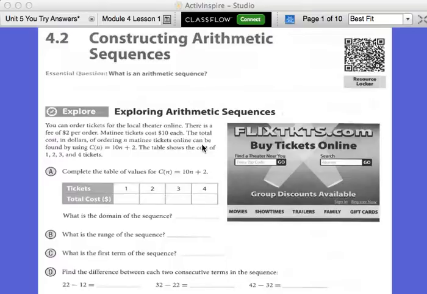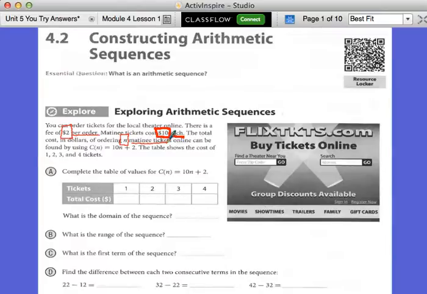So in our example, you can order tickets for the local theater online. There's a fee of $2 per order. The matinee tickets cost $10 each. So again, that important information is that you have $10 each, and that it's $2 per order. The total cost in dollars of ordering N matinee tickets, so N is your number of tickets, can be found by using C of N is equal to 10 times N plus 2.